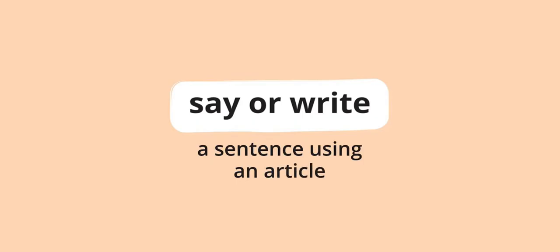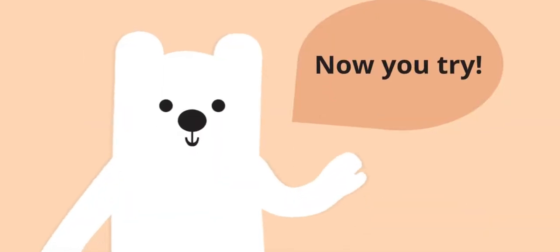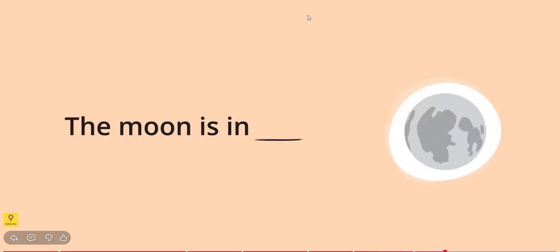Look at the picture and say or write a sentence using an article. For example, the bank is open. Now you try.